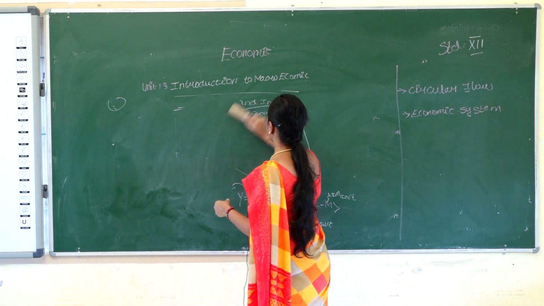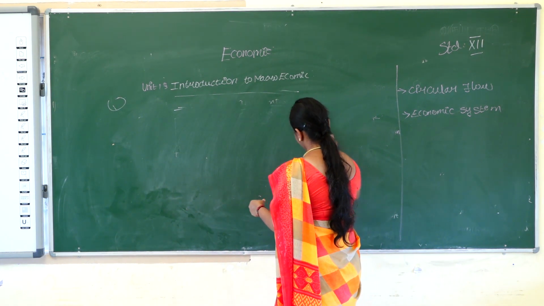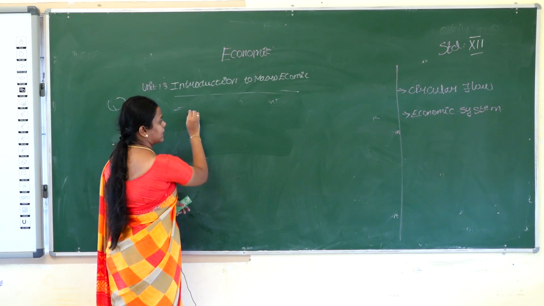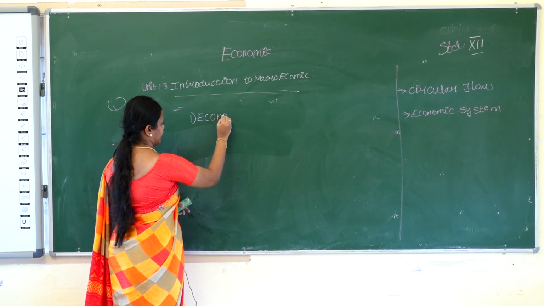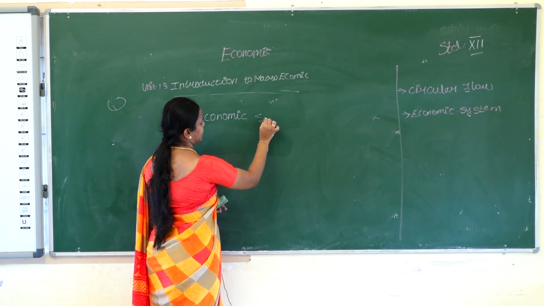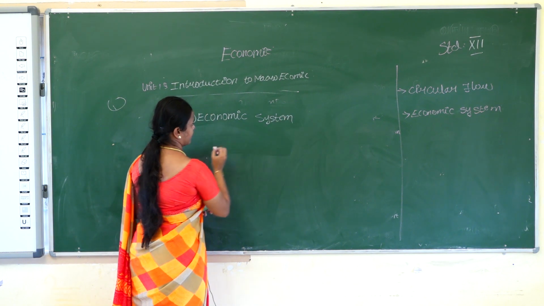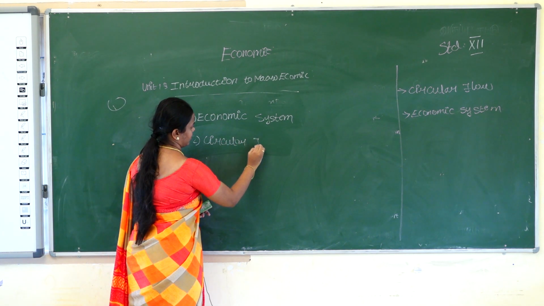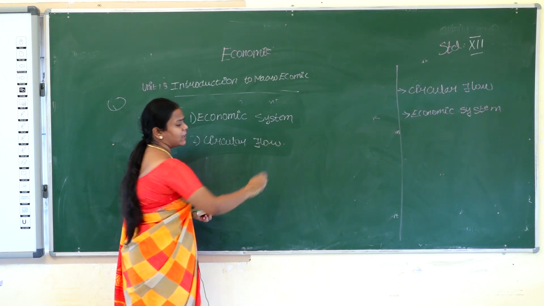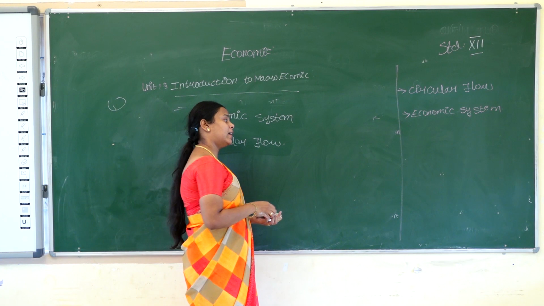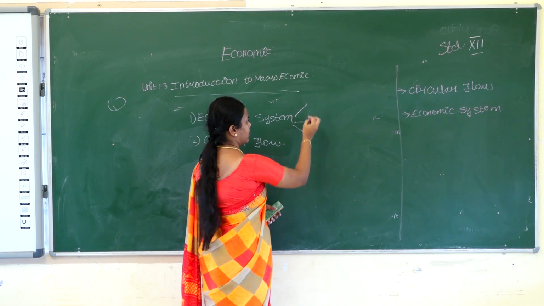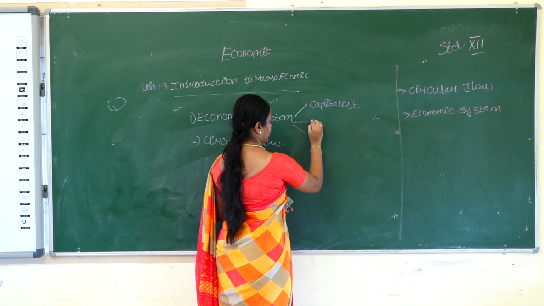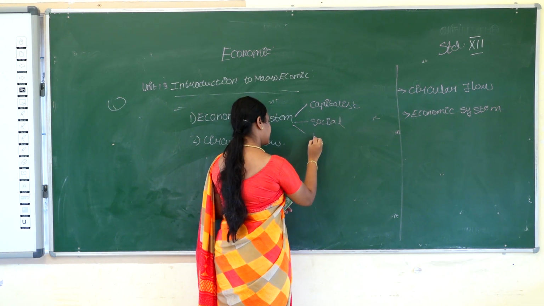Let's recap. In today's class, we are seeing two things: one is the economic system and the other is circular flow. In the economic system, there are how many types, students? There are 3 types. What are they? Capitalist, socialist, and the last, the mixed.